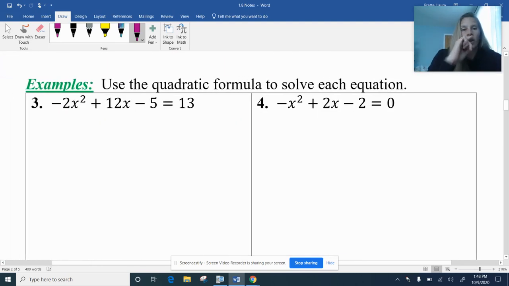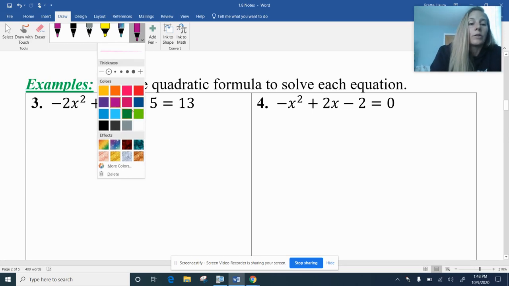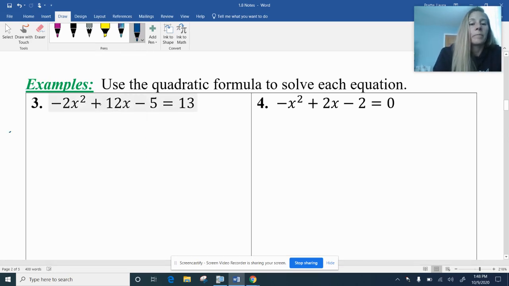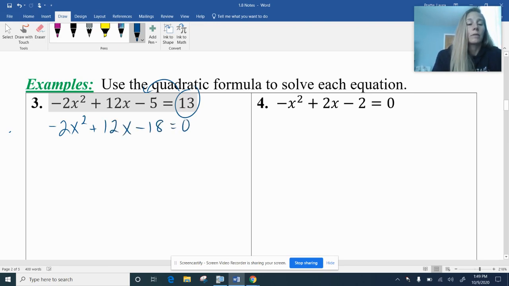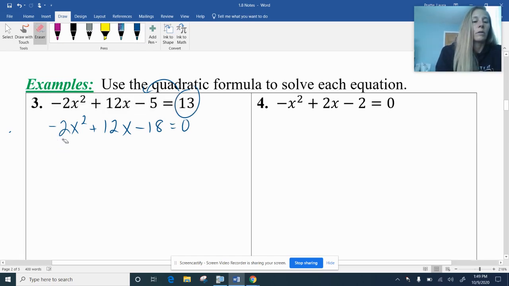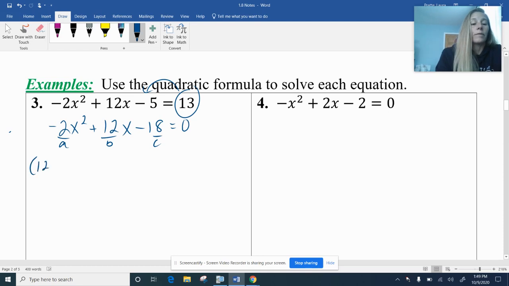So now let's look at 2 more. All right, so the first thing we want to do with this one is bring that 13 over. So if I bring my 13 over, negative 5 minus 13 would be negative 18. And now I'm going to divide up, getting myself A, B, and C. So we have 12 squared minus 4 times negative 2 times negative 18.